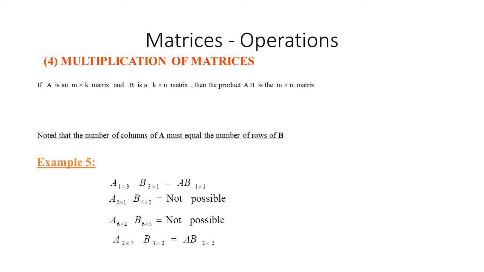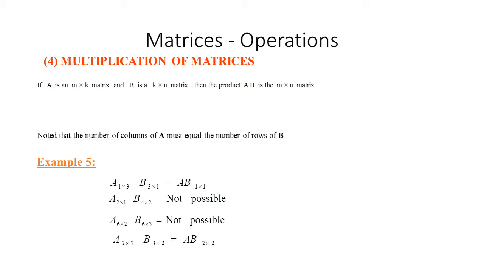It can be different sizes, but there is one condition: the number of columns of the first matrix and the number of rows of the second matrix should be equal. If it is equal, then we can multiply and we can find the answer. Otherwise, it is not possible to multiply the two matrices. So let us see example number 5.